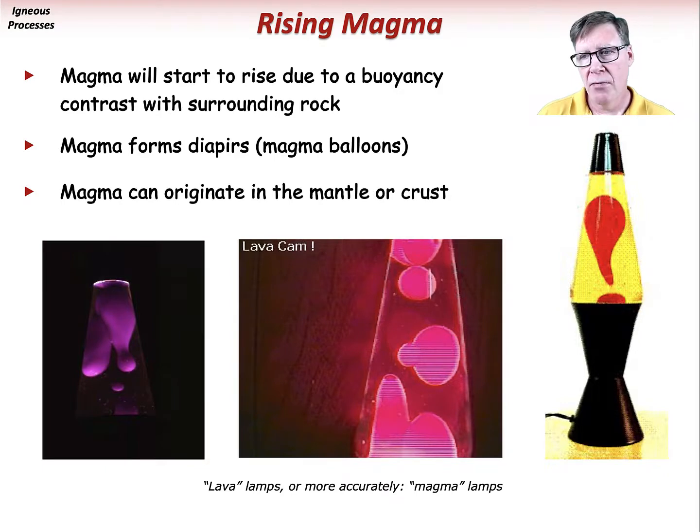And magma sources can be in the mantle or crust. It can be deep within the mantle, 100 kilometers or more deep, or it could be in the crust at more shallow levels, just a few kilometers.